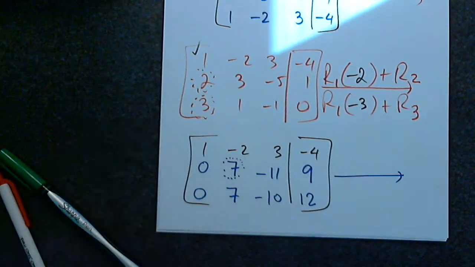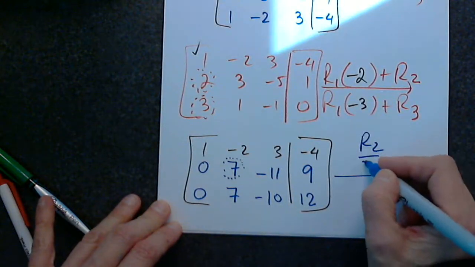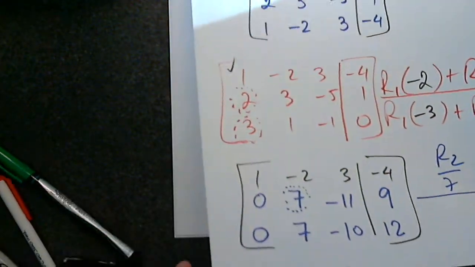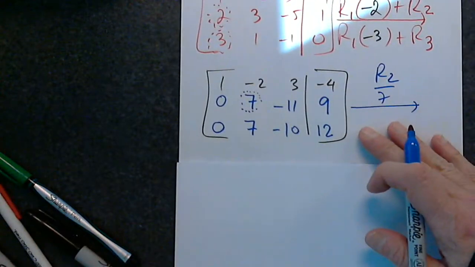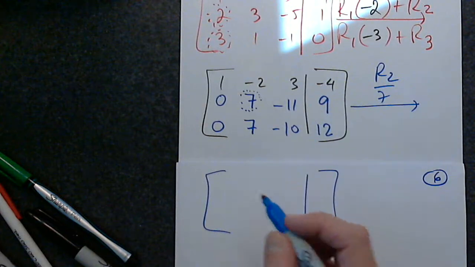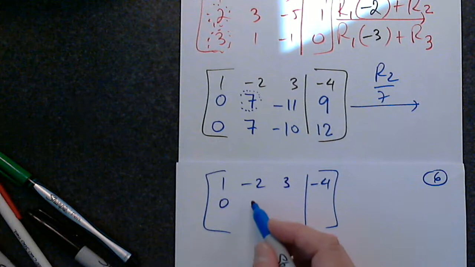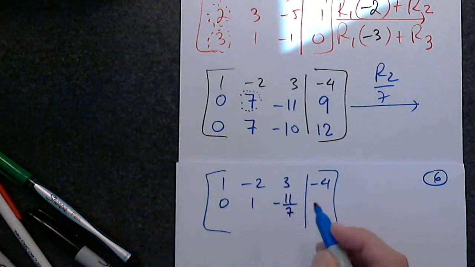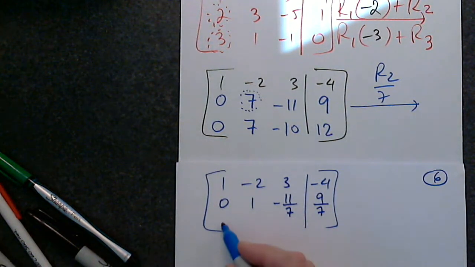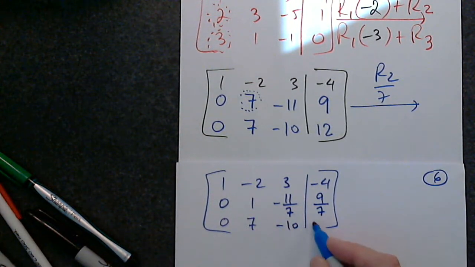I have no choice but divide both sides by 7 or this row by 7. Row 2 divided by 7. It's getting ugly because of the fractions. One, negative 2, 3, negative 4, 0, 1, negative 11 seventh, 9 seventh, 0, 7, negative 10, and 12. It is what it is.